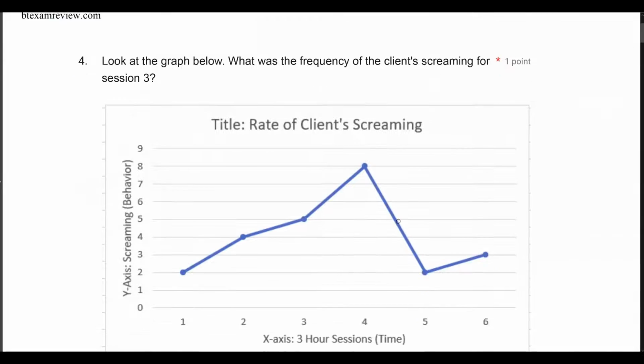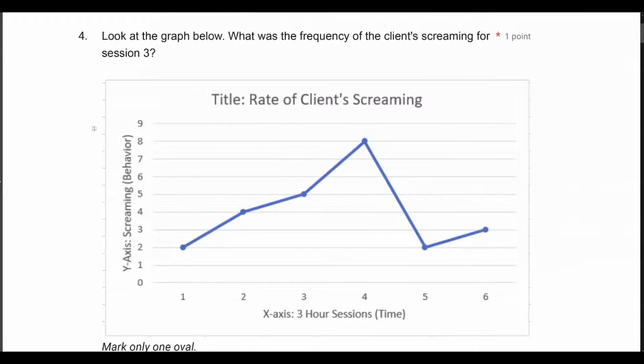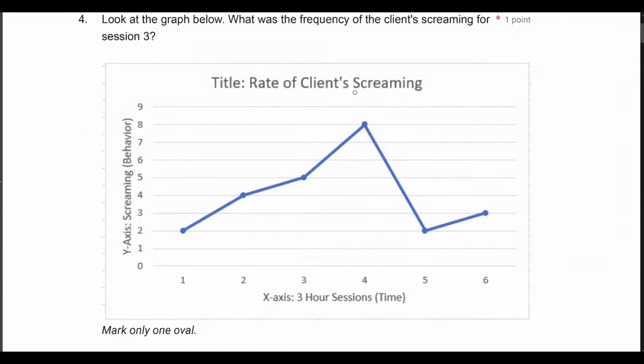Look at the graph below. What was the frequency of the client's screaming for session 3? So we're looking at this graph. We're looking at frequency of client's screaming for session 3. Now, don't be intimidated by graphing questions. You just need to do a few of them and understand the basics of the graphs, right?